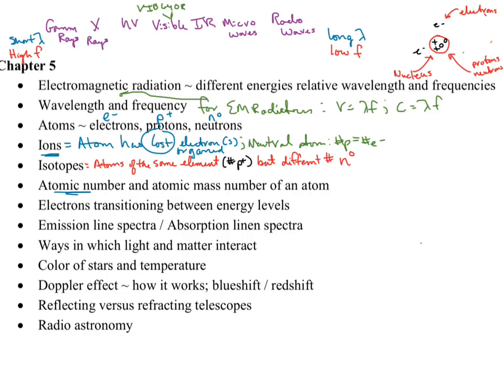Atomic number is the number of protons, and atomic mass number is the number of protons plus neutrons.